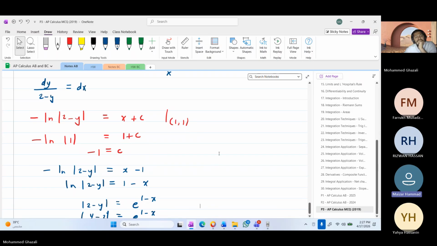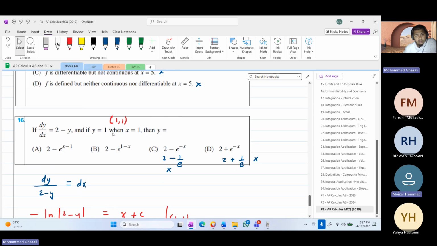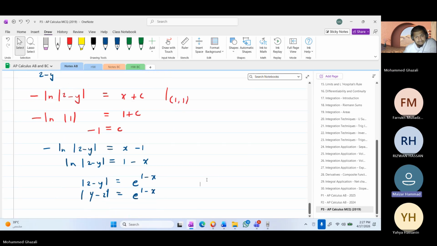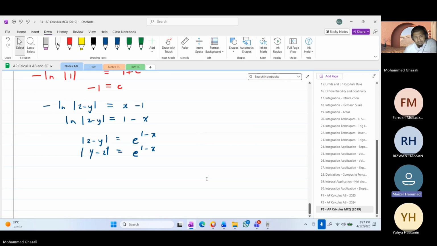I wrote it as a new constant a. Why didn't you solve for the constant first? Because you can't solve for the constant in this case because we don't have a calculator. No, you can. You got 1 and 1. I said e to the negative c would be a, and then I did y equals 2 minus a e to the negative x, and then I substituted 1 and 1. I got that a equals e to the 1, and then if I plug e to the 1 back, you'll get y equals 2 minus e to the 1 times e to the negative x, which will be y equals 2 minus e to the 1 minus x, which is b.